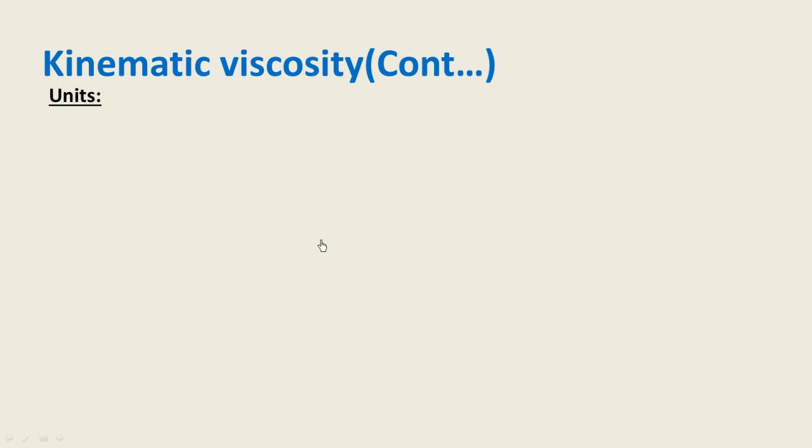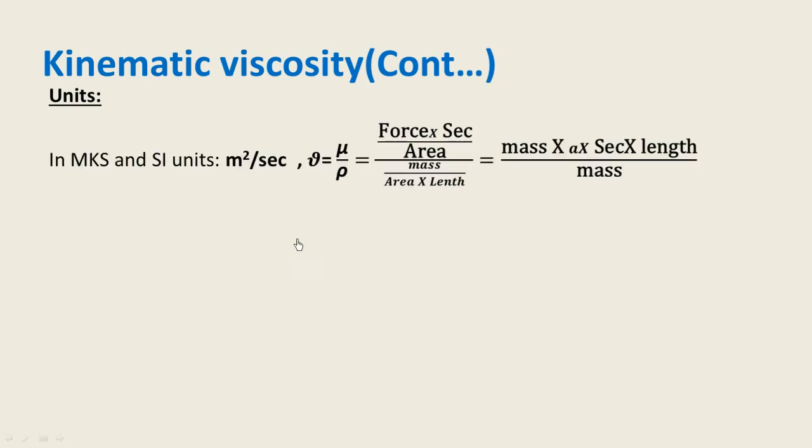Coming to the units of kinematic viscosity, in MKS and SI units we have meter square per second. We'll see how these units came. Nu can be written as mu by rho. Mu has units of force into second per area, and rho is density, which is mass by volume. Volume can be written as area into length. By cancelling areas, we get force into second by mass into length. Force can be written as mass into acceleration.